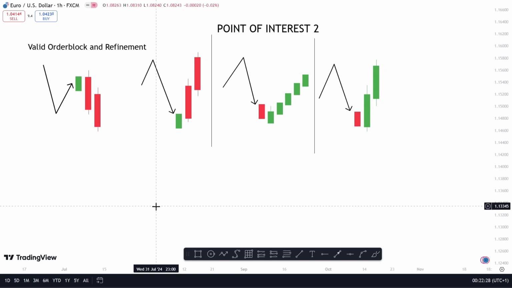In today's video, we're going to be looking at the concept of point of interest, but this is the second video under this concept. And we're going to be breaking down the valid order block and refinements.